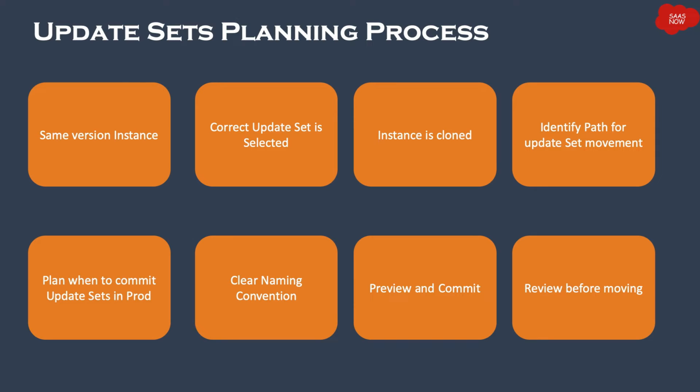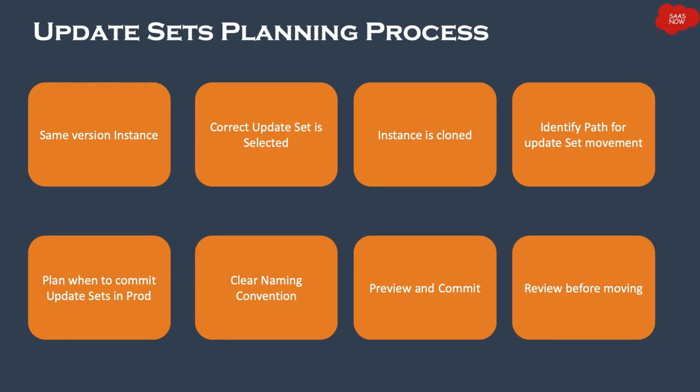Then we have identify path for update set movement. This is also an important point in the planning process of update sets. Because when you have different instances in your organization, you might have dev, you might have IT, you have UAT, you might have staging, you might have production, or maybe some temp instances or other instances as well. But you have to define a model, a path, for how your update sets will be moved. That means from instance 1 to instance 2, then instance 3, and then at last instance 4.